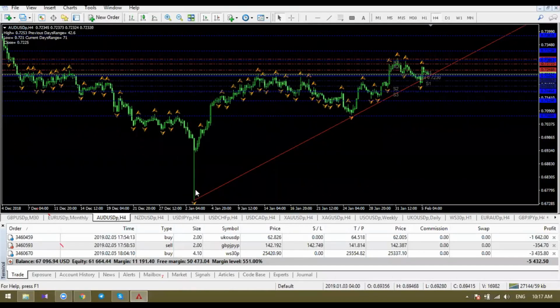If we do long term, it means that I took the lowest peak.